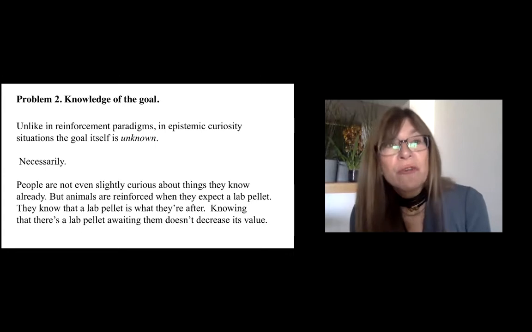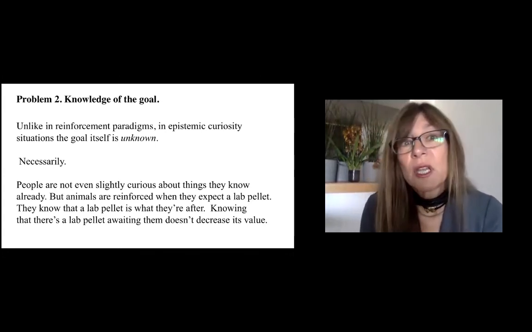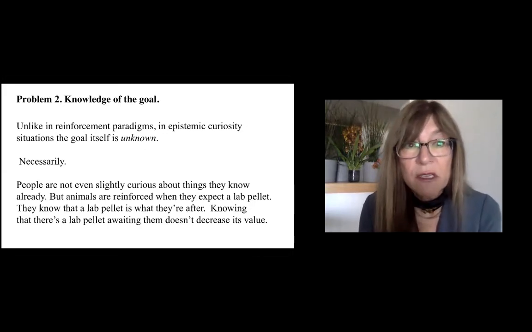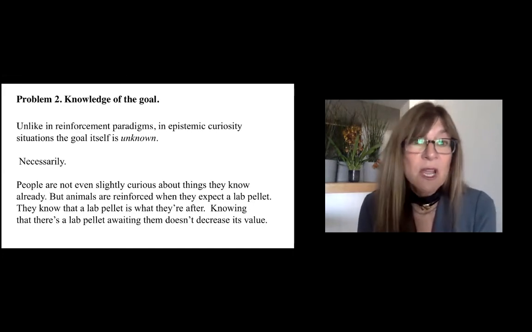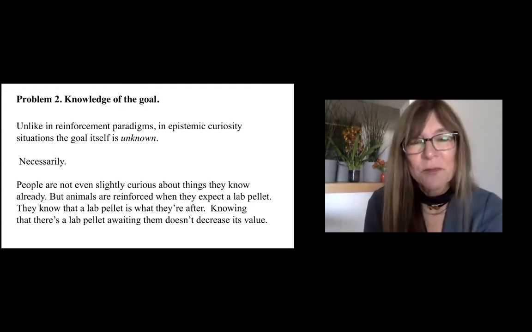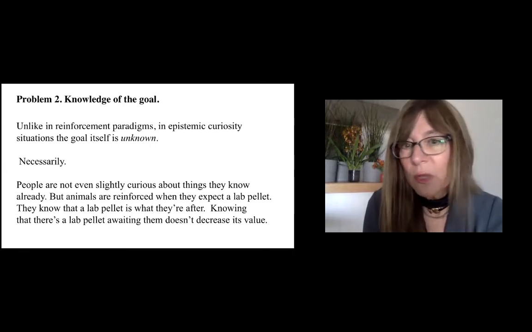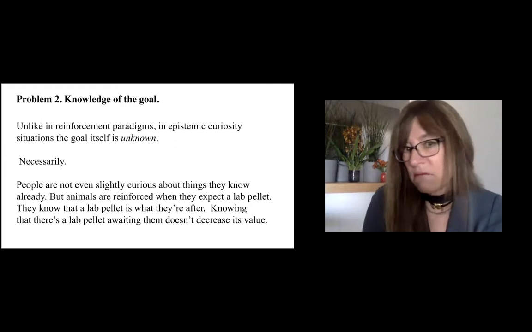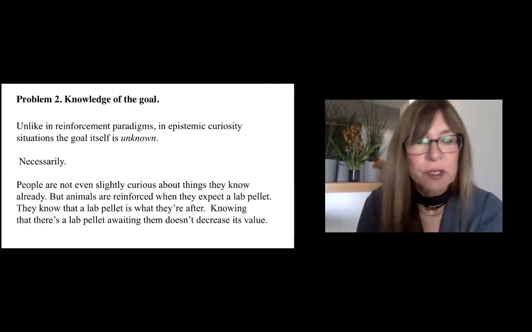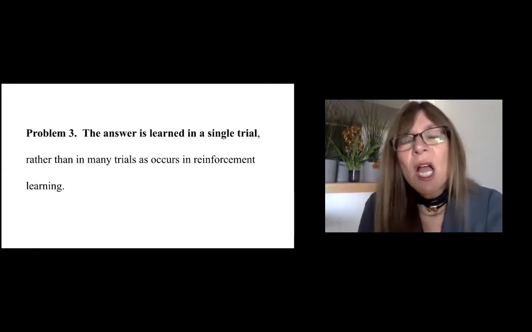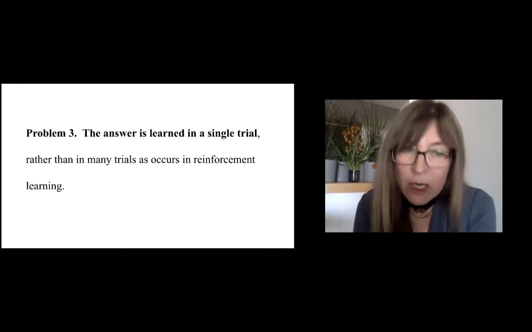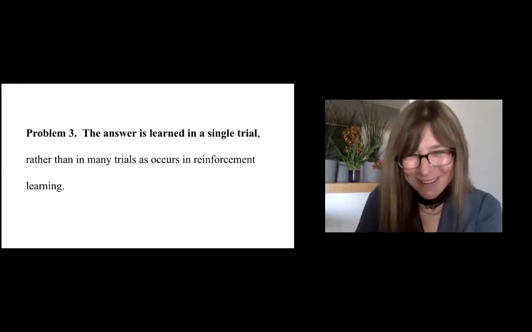Second, knowledge of the goal. Unlike in reinforcement learning paradigms, in epistemic curiosity situations where you're being asked a question, the goal, the answer itself, is unknown, and it's necessarily unknown, okay? And that isn't the case in reinforcement learning. As soon as it's known, people aren't interested anymore. So the knowledge of the goal is intrinsically different in these two situations. The answer is learned in a single trial rather than in many trials. As soon as you know that it's really New York, if you believe me, it's New York.